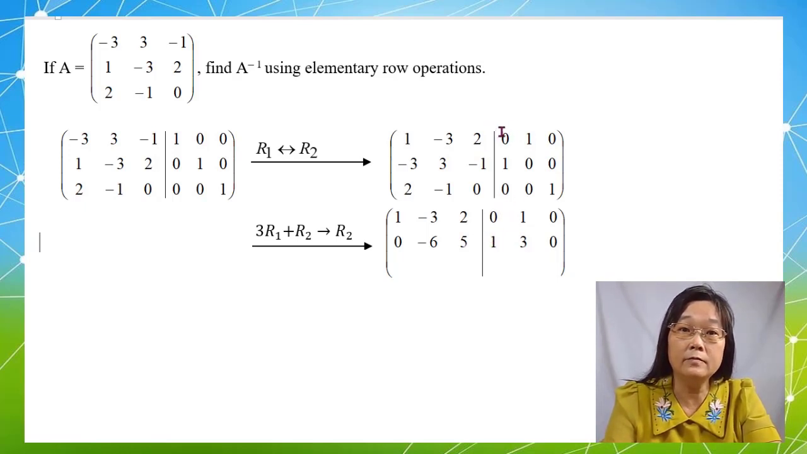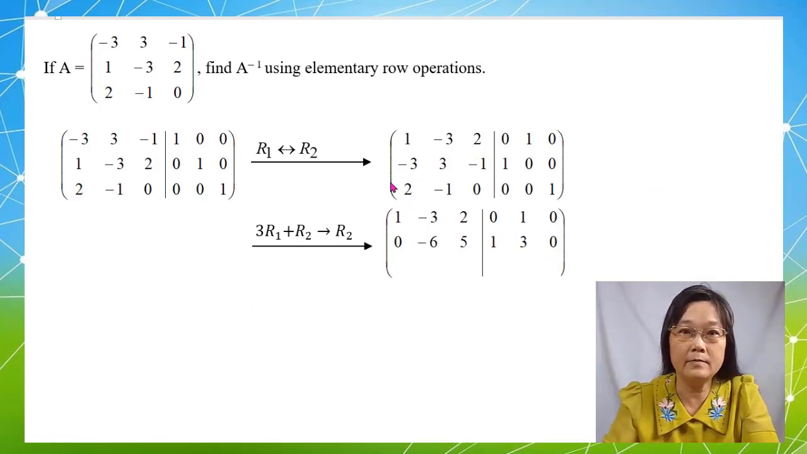The 0 multiplied with 3 is 0. 0 plus 1 is 1. Then 1 multiply 3 is 3, plus 0, it is 3. Then 0 multiply 3, it is 0, plus 0, it is equal to 0.